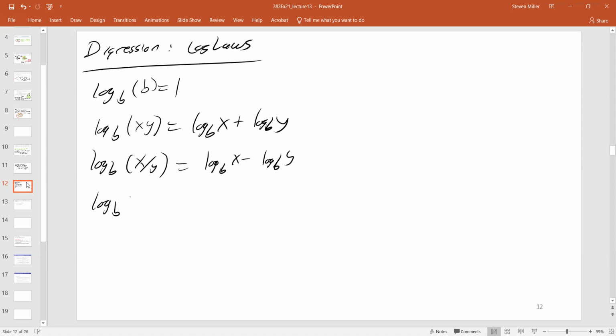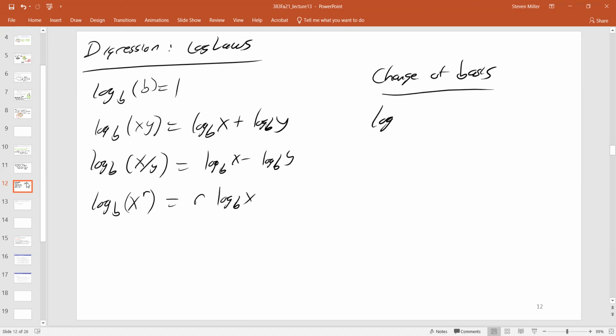The log of a power is the power times the log. And then the real one is the change of basis. The log of x base b is the log of x base c over the log of b base c. And that's the most interesting of the log laws to prove. And what it tells you is that if you know logarithms in one base, you can essentially find logarithms in any base.